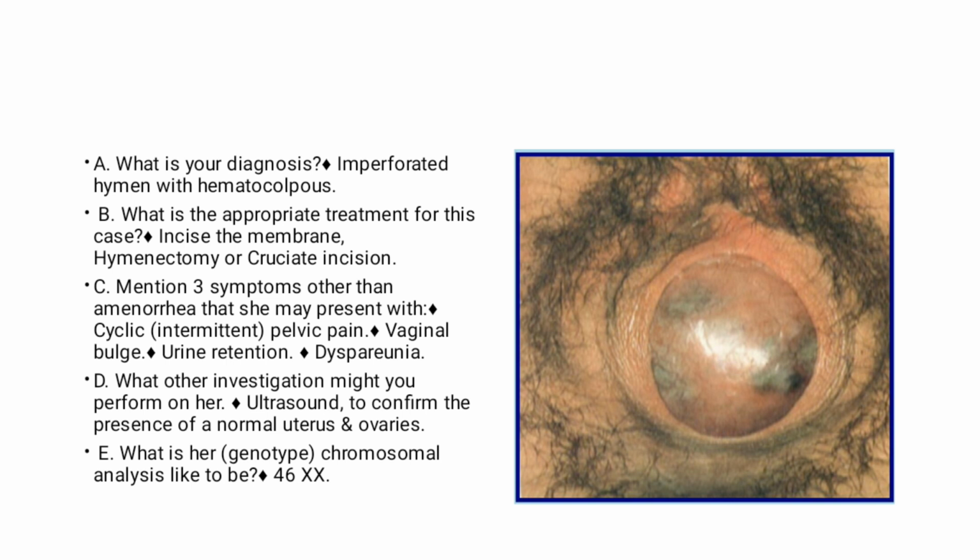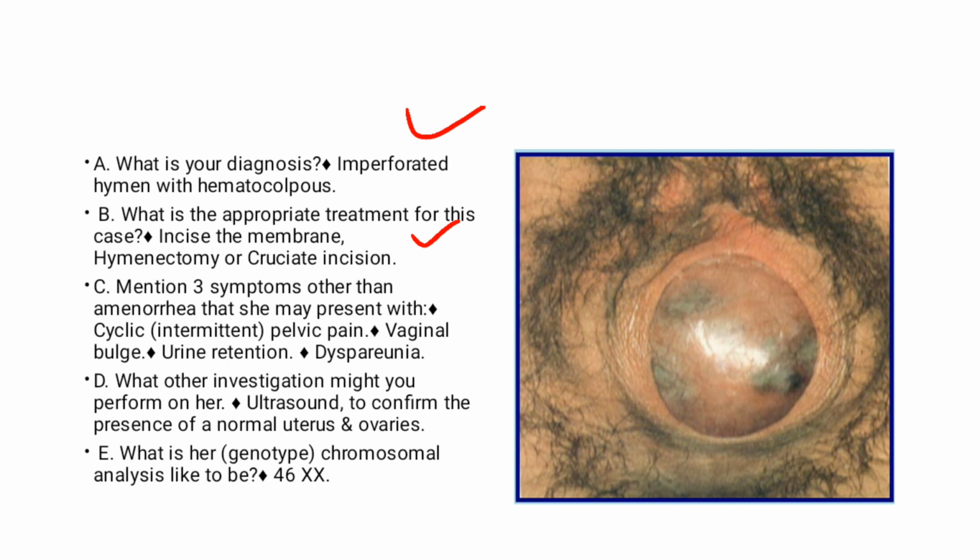You have to know that in terms of diagnosis, this is an imperforate hymen with hematocolpos. So there is accumulation of menstrual fluid. Then what is the appropriate treatment for this case? So of course you have to incise the membrane. So you have to do a hymenectomy or cruciate incision, like we talked of in the literature review.